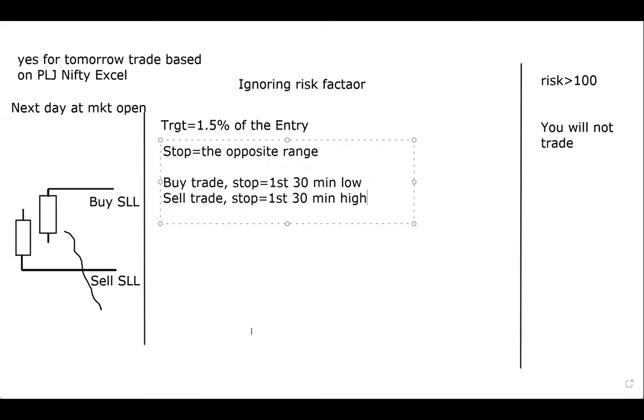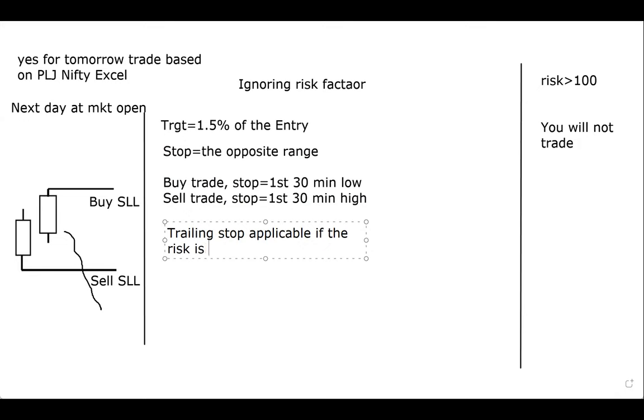Now, the trailing stop is applicable if the risk is greater than 100. When will the trailing stop loss be applicable? Only in the case where you see that today's risk is greater than 100. Remember, you will not place a trailing stop loss if today's risk is less than 100. The trailing stop loss is applicable only if today's risk is greater than 100.